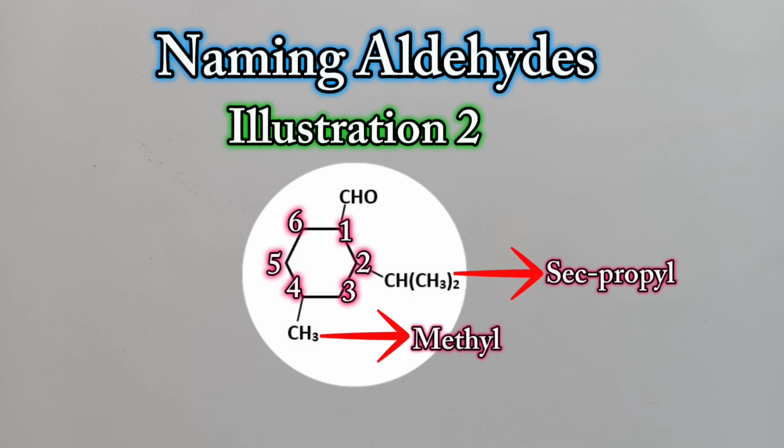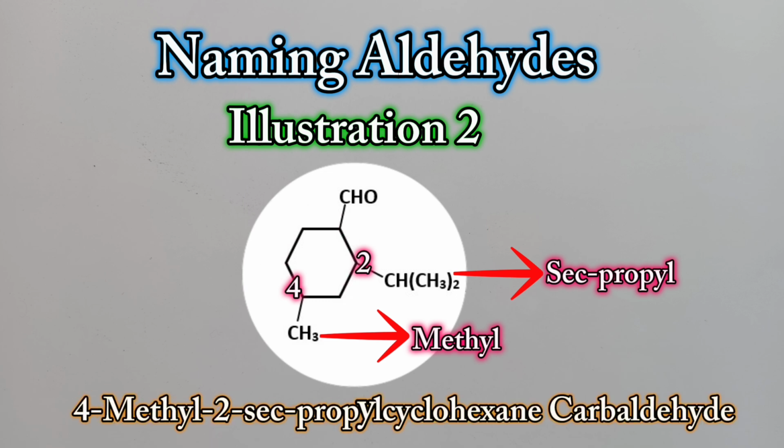At this point, realize that you have two different alkyl substituents. That is, on carbon number 4 there is a methyl group, and on carbon number 2 there is a secondary propyl group. We therefore write down the name of the displayed compound following the alphabetical arrangement as 4-methyl-2-secondary propyl cyclohexane carbaldehyde. At this point, we have come to the end of nomenclature of aldehydes.